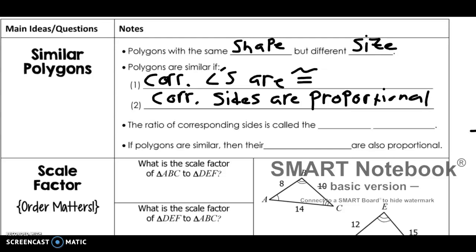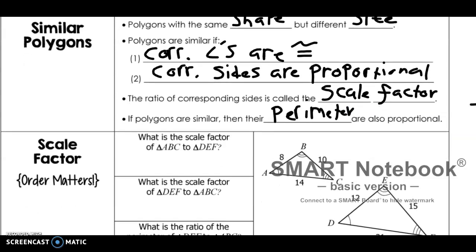Okay? So the ratio of corresponding sides is called the scale factor. This is going to be called the scale factor. All right, if the polygons are similar, then their perimeters are also going to be proportional. All right, so we'll get back to that in a little bit here too.